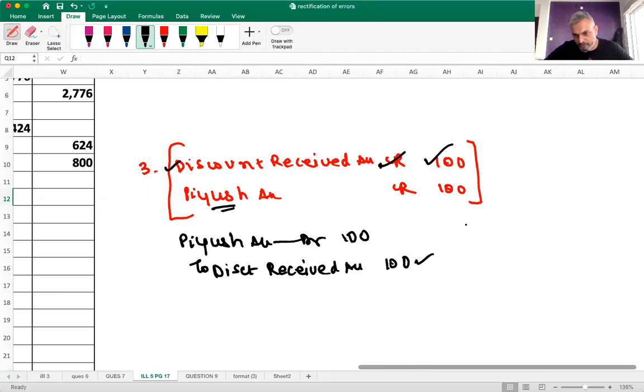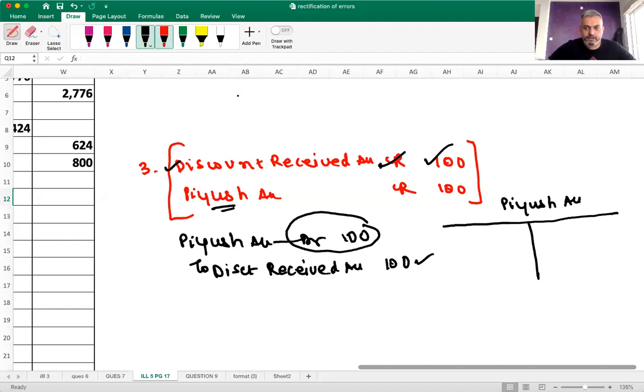So let's draw Piyush account. In Piyush account, we credited 100 instead of debiting 100. So over here, we recorded 100 on the credit side, which is wrong. Now we need to first reverse what is wrong and then do what is correct. So 100 once, 100 twice. We reverse what is wrong and do what is correct.